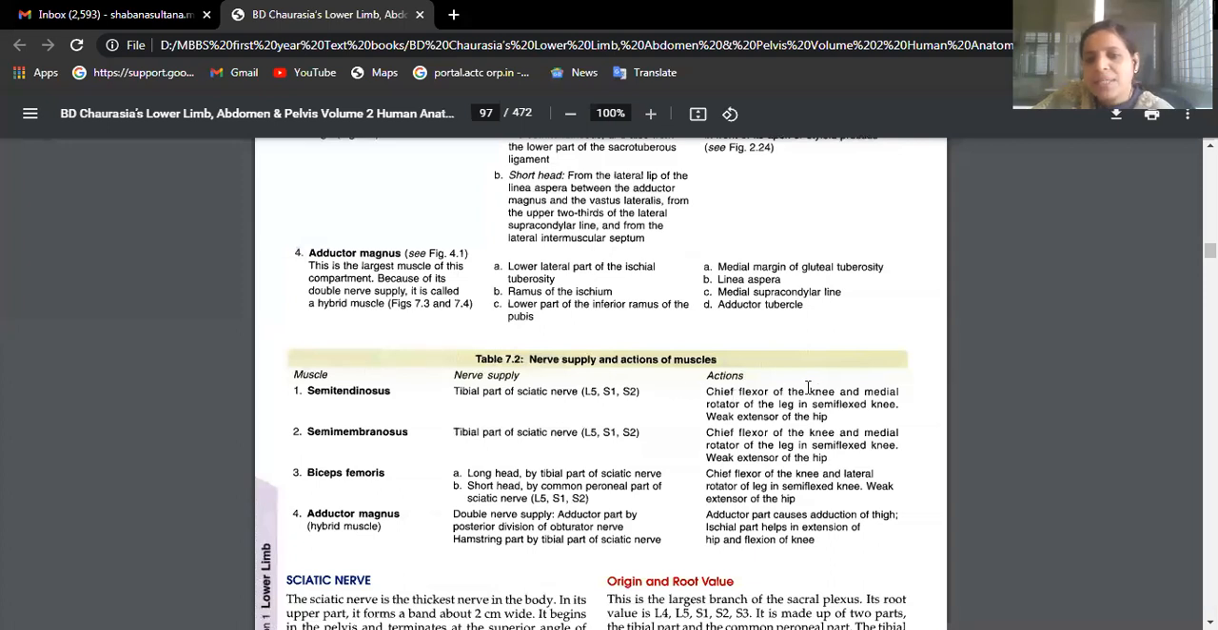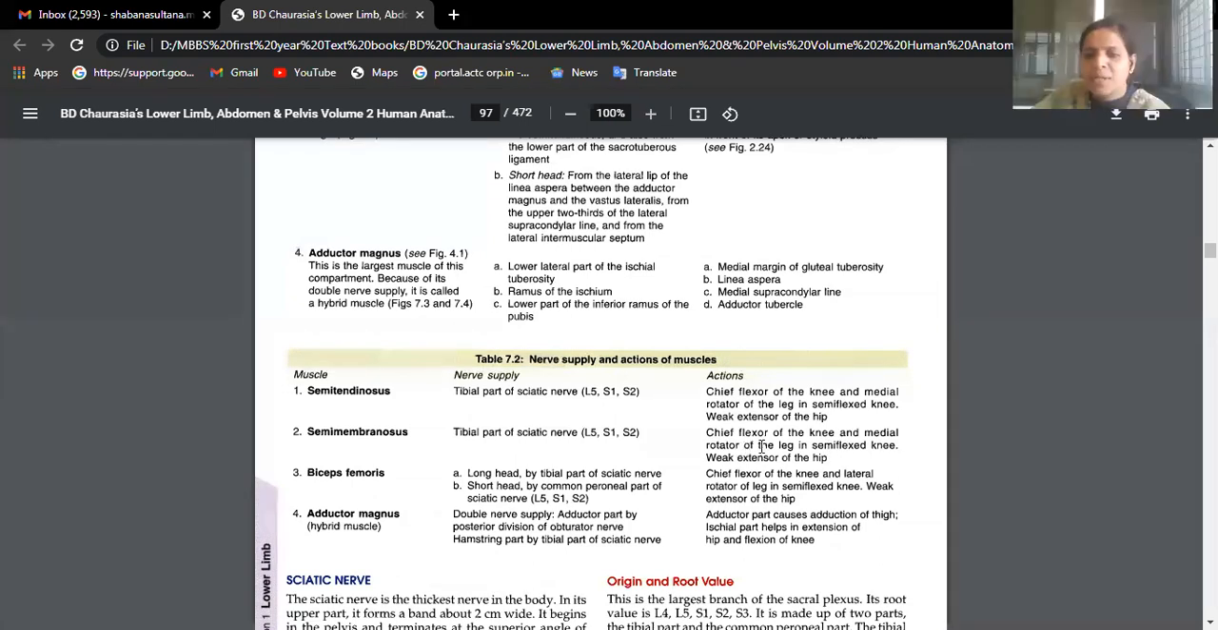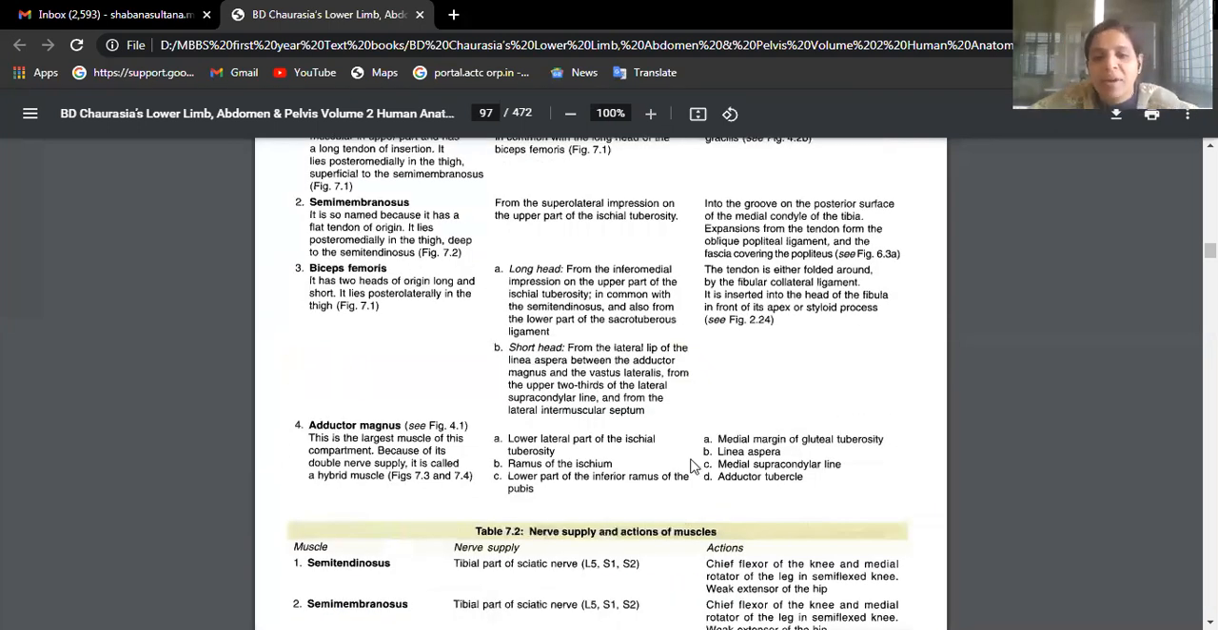Semitendinosus is chief flexor of knee and medial rotator of leg in semiflexed knee. Semimembranosus, chief flexor of knee and medial rotator. Same action, almost everything. But biceps is lateral rotator of leg, better. It's present laterally, no? Supplied also by common peroneal, like that. Okay? Short head. So adductor causes, as the name suggests, adduction of thigh. At least one action you write better. Okay? That will give you complete 5 marks.